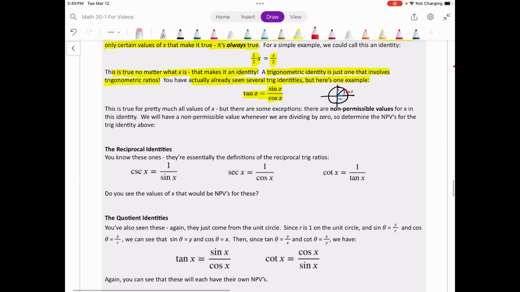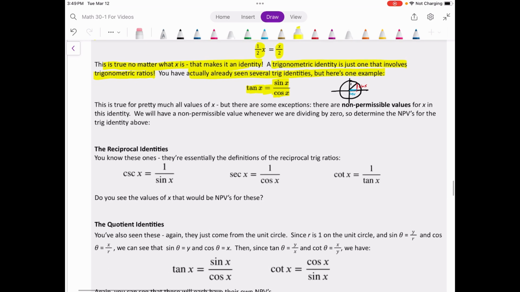It's an identity, okay? Now, this is true for pretty much all values of x, but there are, I should say, some exceptions. And it's not that it becomes untrue, it's that it becomes undefined. Okay, so it's not like there are exceptions to tan x equaling sine x over cos x where sometimes it comes out not true. Otherwise, it wouldn't be an identity. It's just that there are some values of x that make the whole thing undefined. There are non-permissible values for x in this identity.